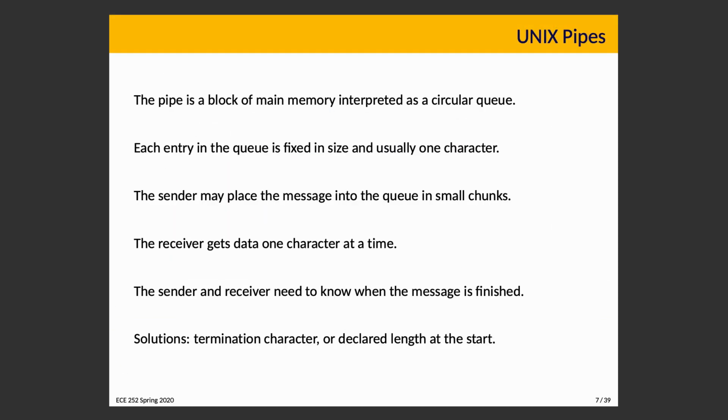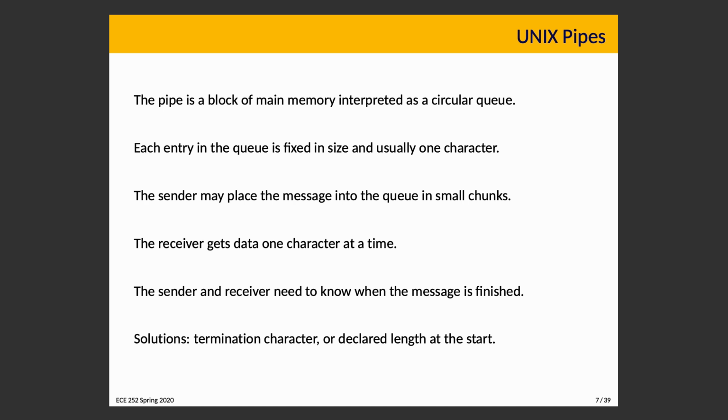Now, the actual implementation of a pipe, it is a block of main memory, and it is treated as though it is a circular queue. Every entry in the queue is fixed in size, and it's usually one character at a time. The sender can place a message into the queue in little chunks. The receiver tends to get data one character at a time. These can be aggregated when you use the read and write commands, so you don't have to manually add every single character in a for loop, but at an implementation level, it operates on one character at a time.